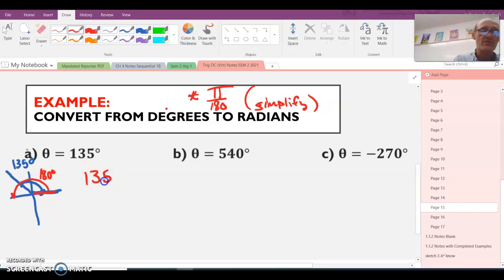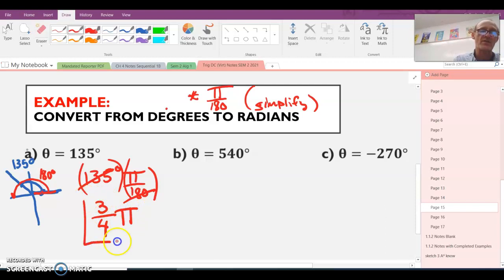So we're going to take that 135 degrees, and this is going to go pretty fast. 135 degrees times pi over 180. So we're going to simplify 135 and 180. Well, 45 goes into 135 3 times, and it goes into 180 4 times. So this is 3 pi over 4. Now that should make sense to you, because 3 pi over 4 is about right here. See, 3 pi over 4, 3/4 pi.